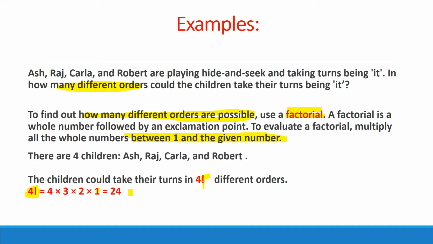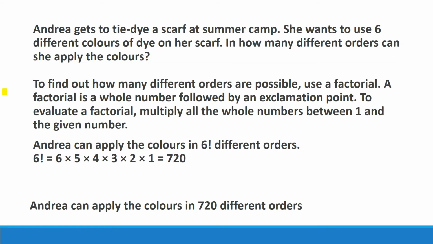I will explain the concept of permutation with the help of one more example. Suppose Andrea gets to tie-dye a scarf at summer camp. She wants to use 6 different colors in her scarf. So in how many different orders can she apply the colors? Again, the question is, we have to find out how many different orders are possible, and she is using 6 different colors. So we will use 6 factorial, right?